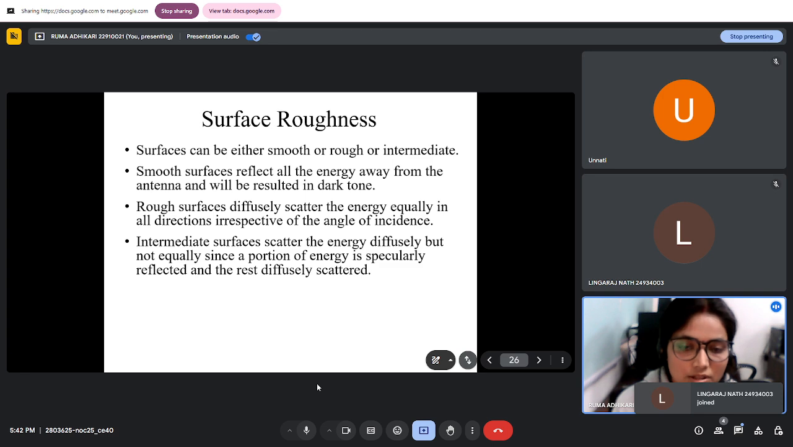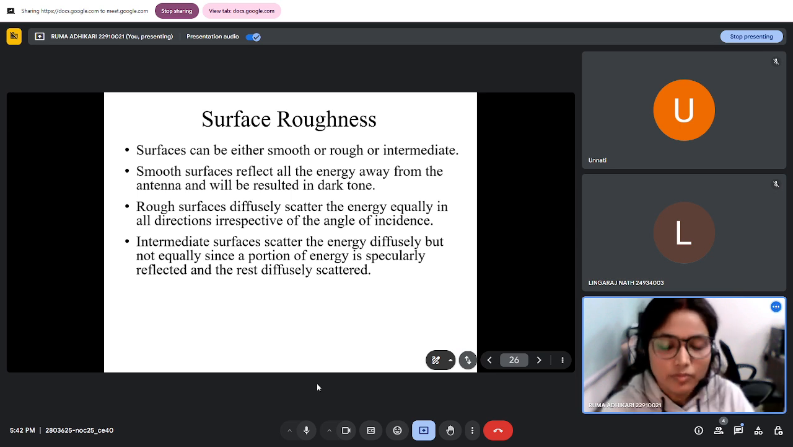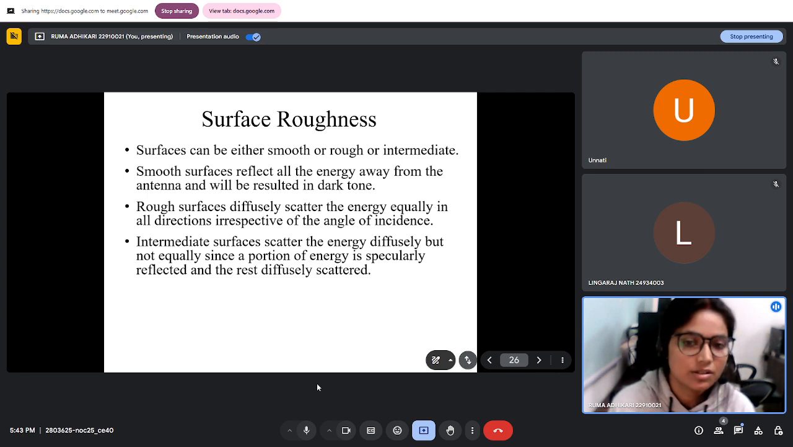So what happens? Our antenna, the sensor, is moving from one position to another, so it will get some part of the received signal. Intermediate surfaces scatter the energy diffusely but not equally, since a portion of energy is specularly reflected and the rest diffusely scattered. So which surface has intermediate roughness? In the next slide we'll see how we quantify the roughness.